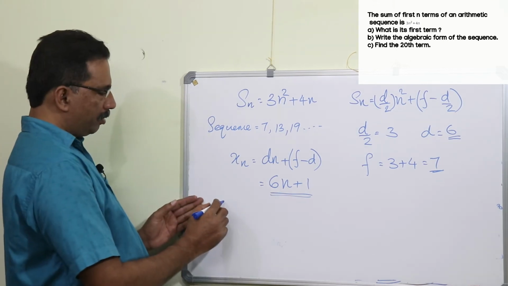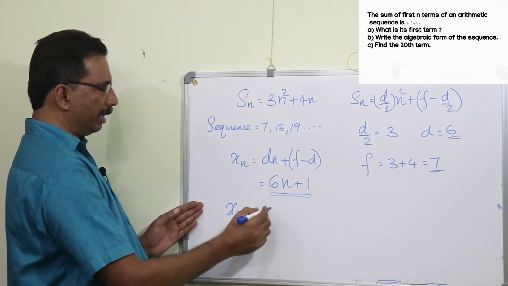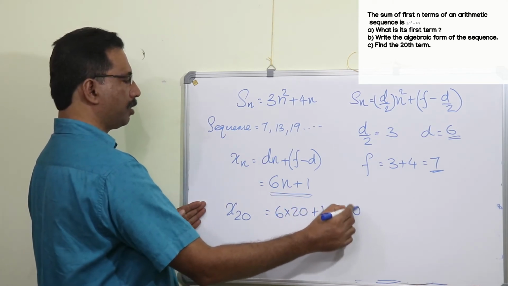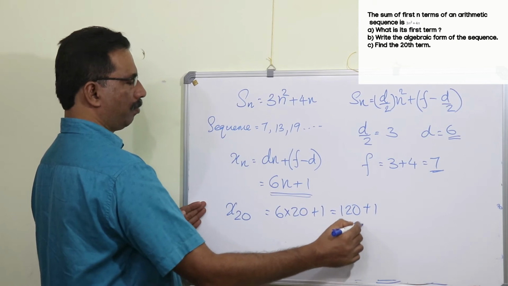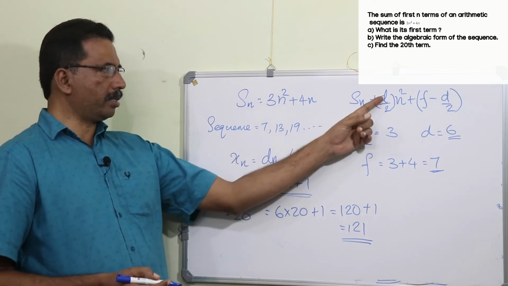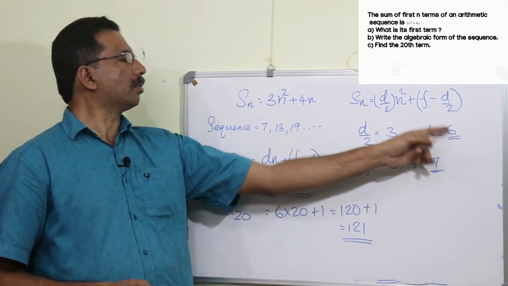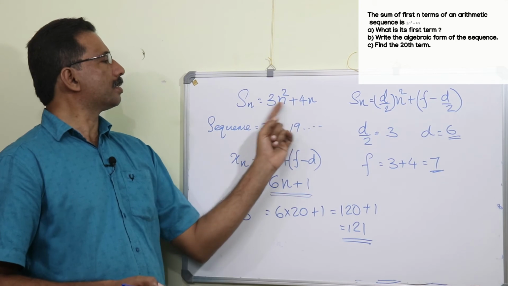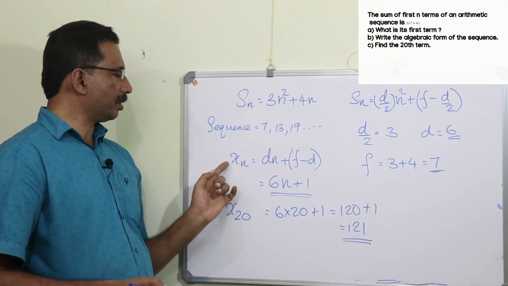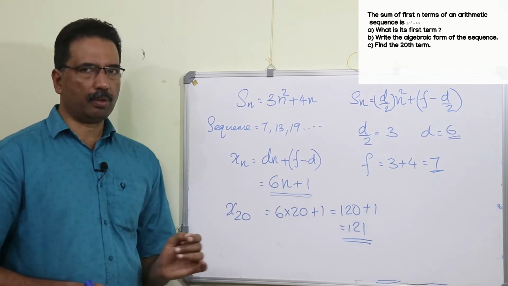Next we have to find out the 20th term, x20. Once we have the algebraic form, the general term, to find x20 we take 6 into 20 plus 1. What is it? 120 plus 1 is equal to 121. This is the 20th term. So it is very easy. Once you learn the formula d by 2 n square, d by 2 is equal to 3. Therefore, d is equal to 6. First term is the sum of the coefficients, 3 plus 4, which is 7. Then we can write the sequence. Then the general term is 6n plus 1. x20 is equal to 121.